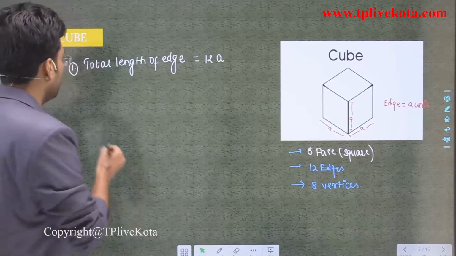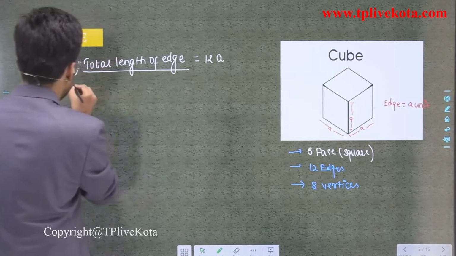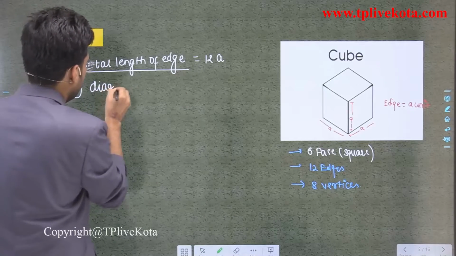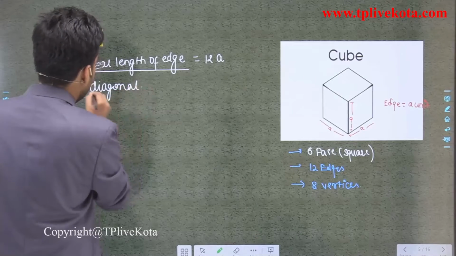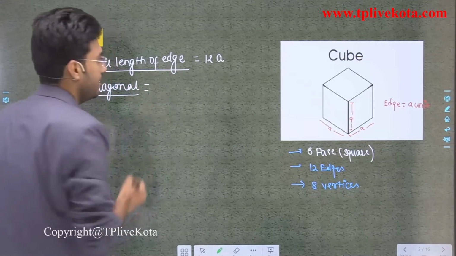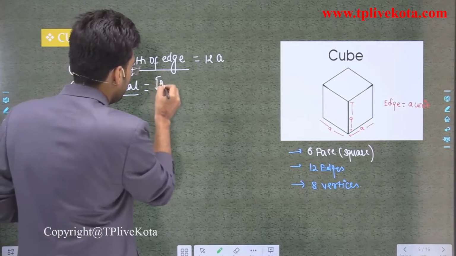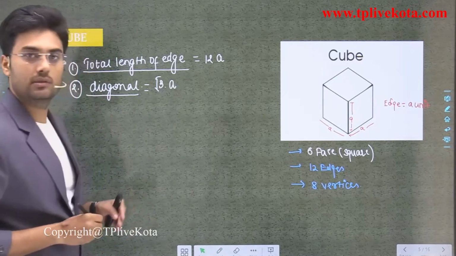Okay, now the second is diagonal. And students, the diagonal of the cube is root 3 times the edge. Clear?